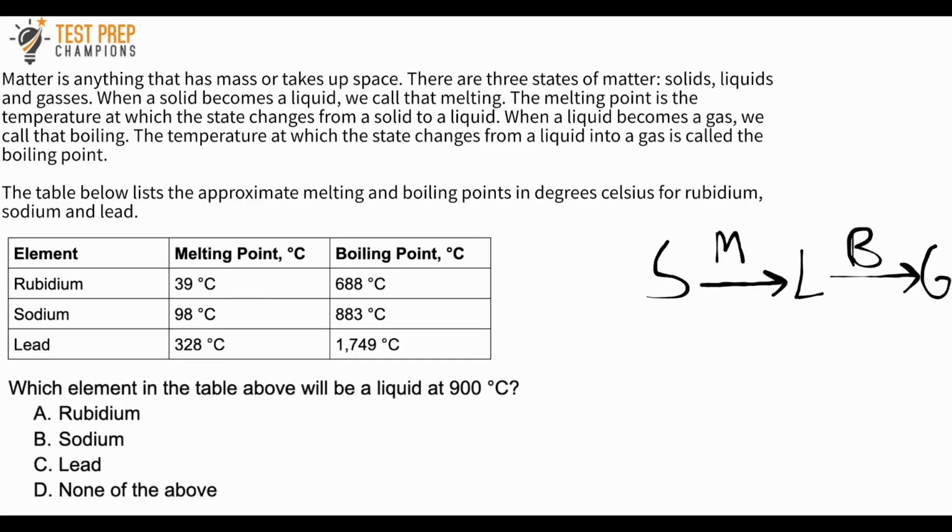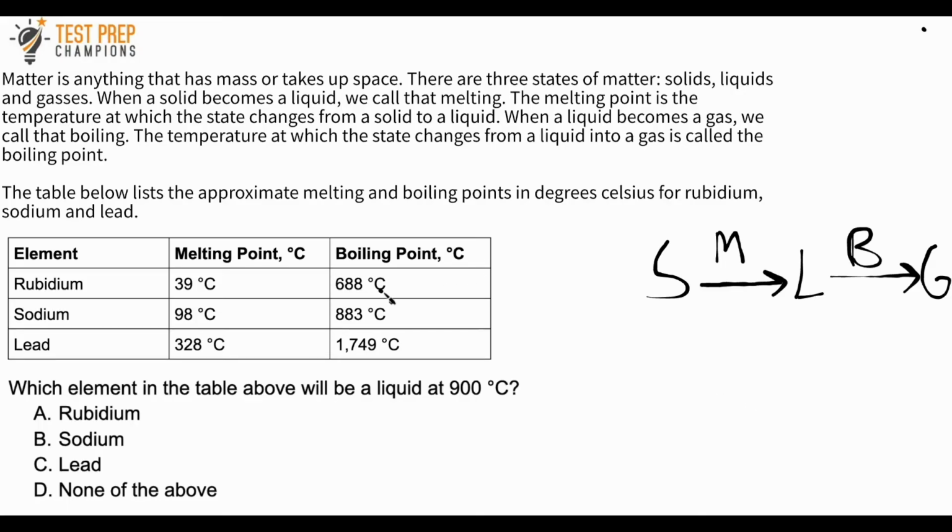So the question now says which element in the table above will be a liquid at 900 degrees Celsius. So now's your chance, if you'd like to pause the video, try to figure this out, and whenever you're ready, we'll go over the answer. So let's go through the answer choices one by one here. So let's start with rubidium. So will rubidium be a liquid or a gas at 900 degrees Celsius?